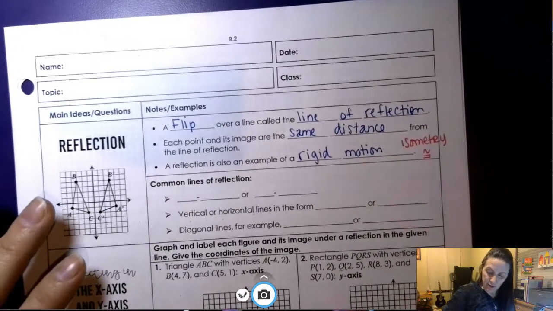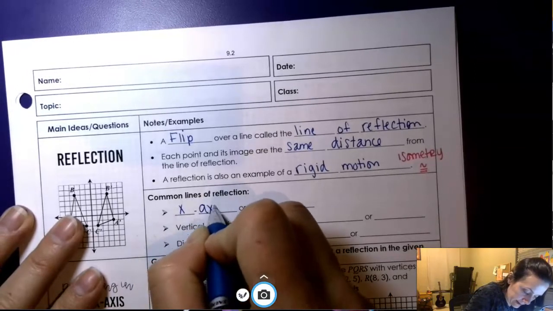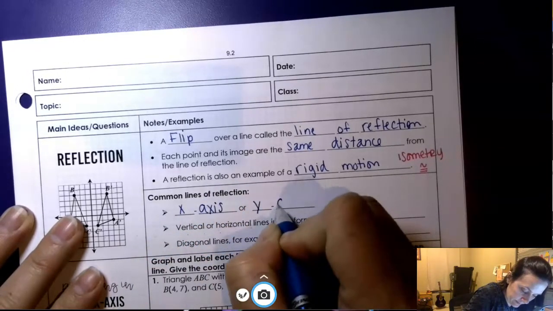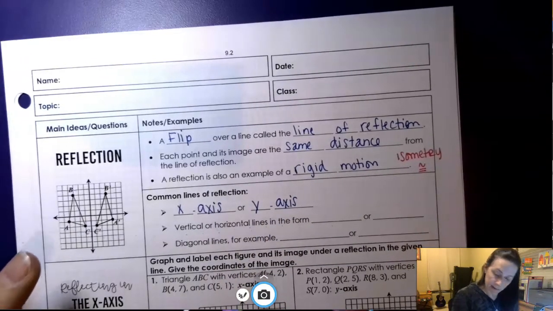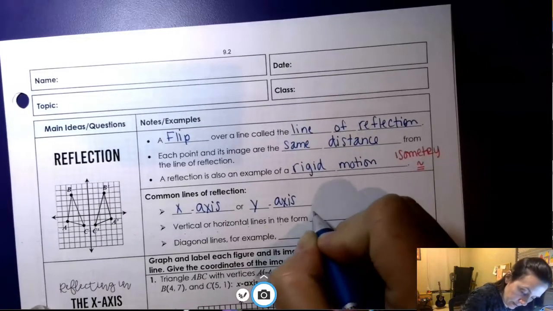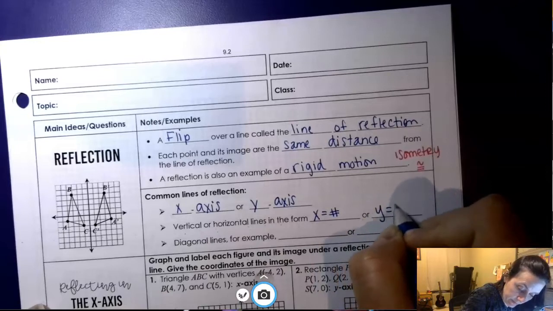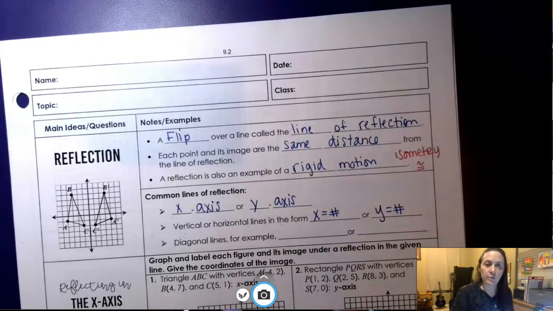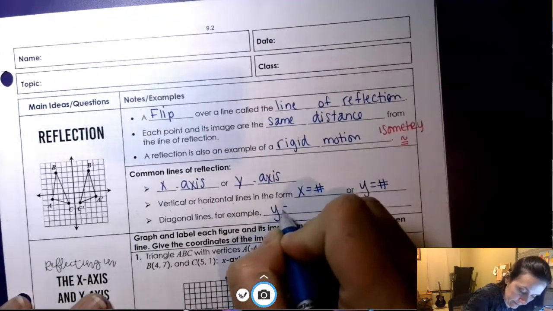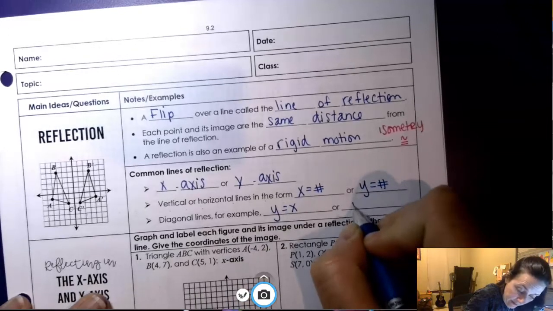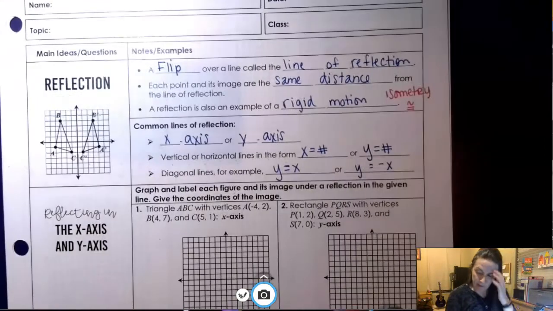Common lines of reflection are your x-axis and your y-axis. Vertical or horizontal lines in the form of x equals a number or y equals a number. So that could be a line that they would ask you to reflect over. Or sometimes your diagonals, so something like y equals x or y equals negative x. We'll talk about some of these. Some of these are a little bit tricky, but we'll talk about them as we go.